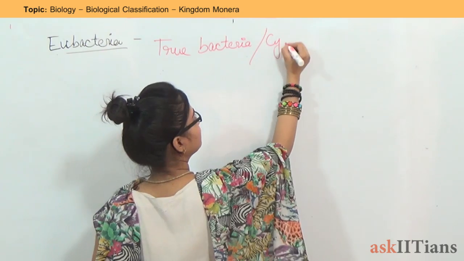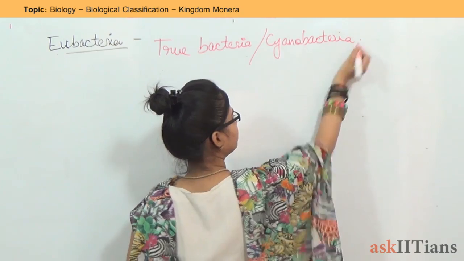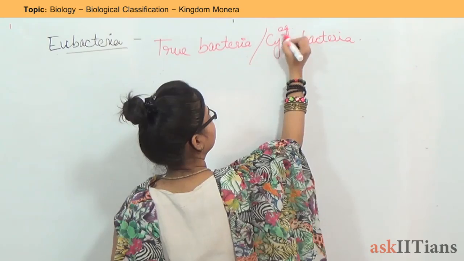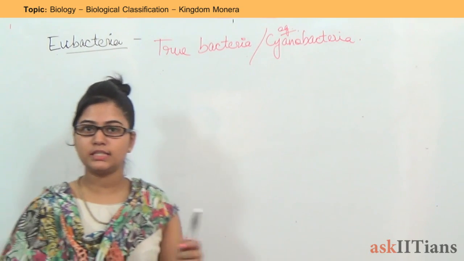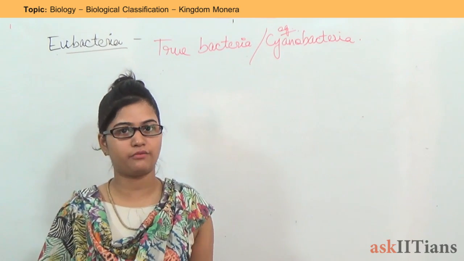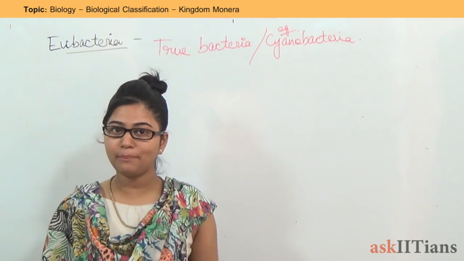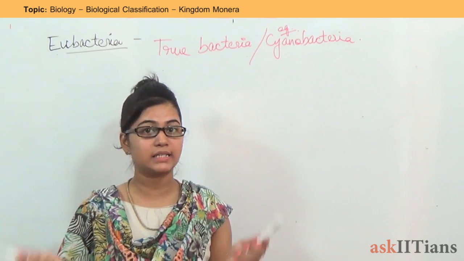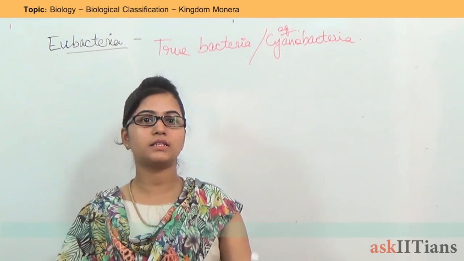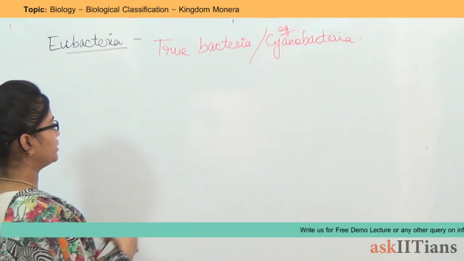and cyanobacteria. Example of eubacteria is cyanobacteria. Look students, under this chapter what you have to do is learn all the characteristics of each and every kingdom. You have to learn the examples of the organisms that come under each and every kingdom and the properties, the characteristics of those examples as well. So eubacteria has cyanobacteria as an example.